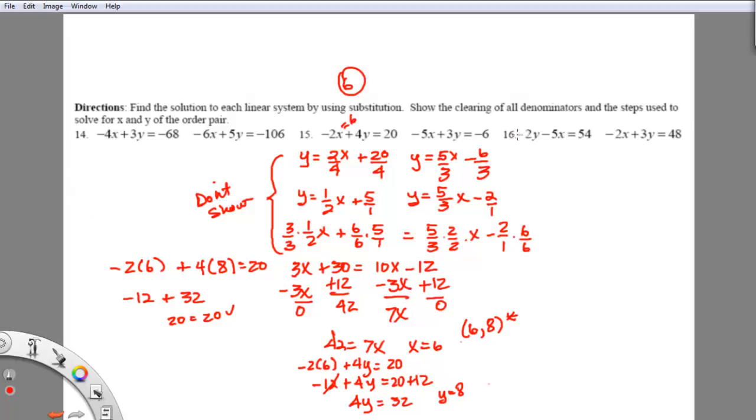So 14 and 16 are done the same way as 15. And on the quiz, you're going to have only 2 of these. You won't have 3 of these to solve. Okay, so much for that. Let's move on to problems 17 and 18.